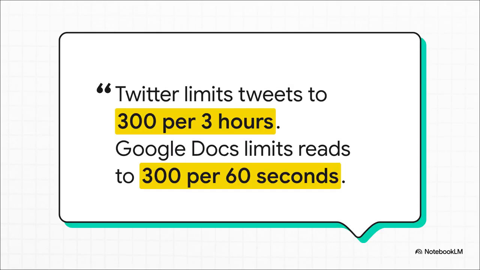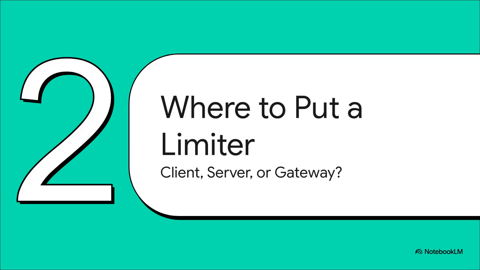And this isn't just some abstract idea, right? This is how the web actually works. Twitter limits how many tweets you can fire off. Google Docs caps how often you can read from a document. The biggest players in the world rely on rate limiting to stay online. It's pretty much a non-negotiable for building anything at scale. Okay, so we're sold. We need one.